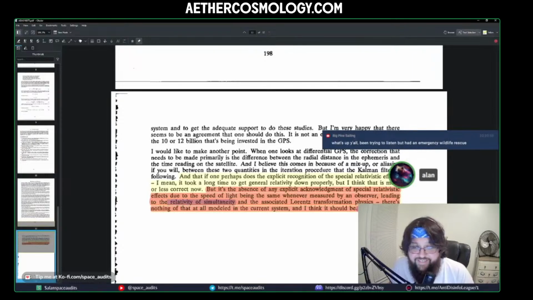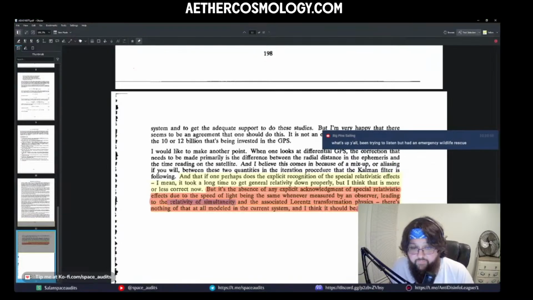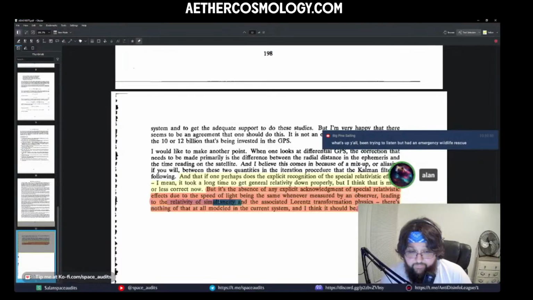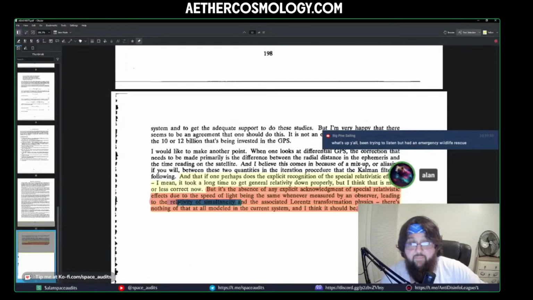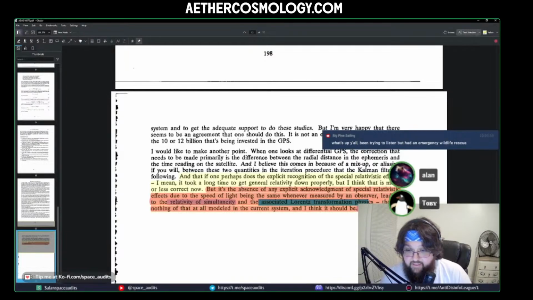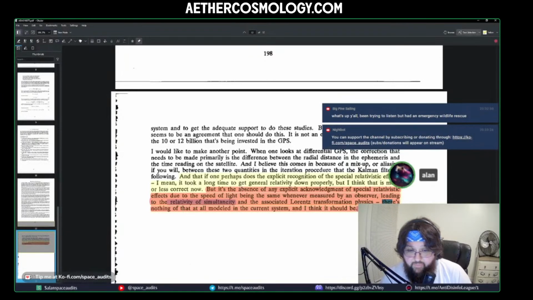The relativity of simultaneity and the associated Lorentz transformations of physics. So if the speed of light is the same in all reference frames, it's going to lead to relativity of simultaneity, so no coherent chain of events for observers in relative motion to one another, right? And to therefore go on mathematically describing the world with this framework, you then have to use the associated Lorentz transformations to describe that. And he's saying there's nothing of that at all modeled in the current system. And I think it should be.